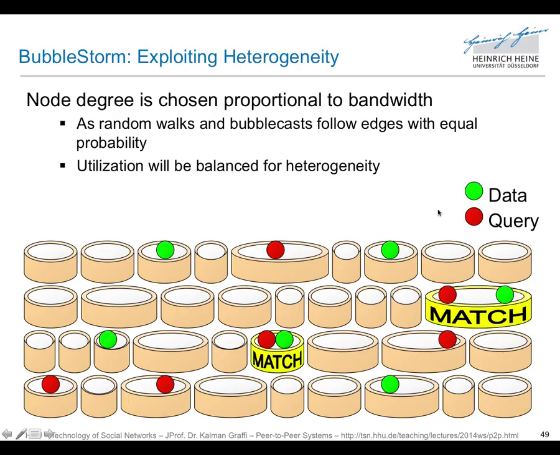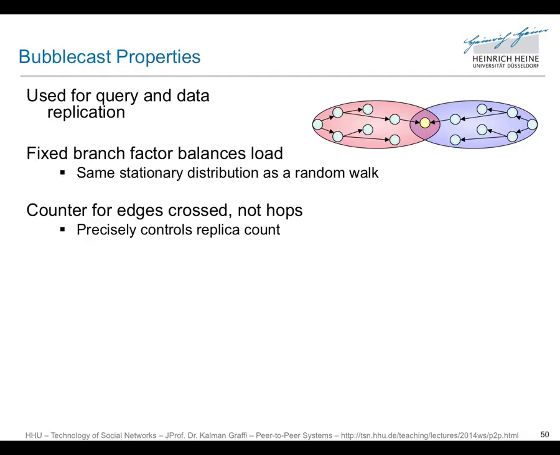So we can really define that the node degree should be related to the probability to be chosen in bubblecast, to give stronger nodes the ability to be in more of these bubbles and to have better matches. So it's a small optimization, but it's quite helpful.